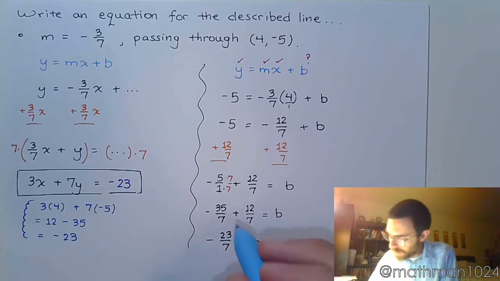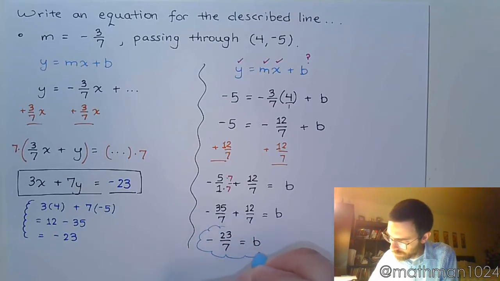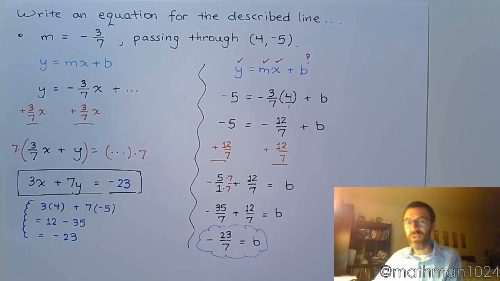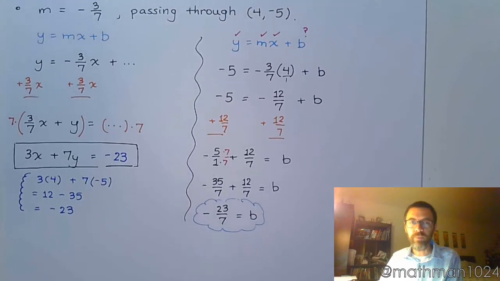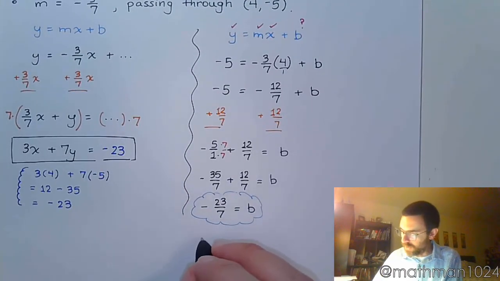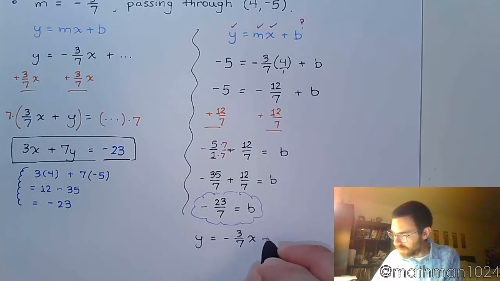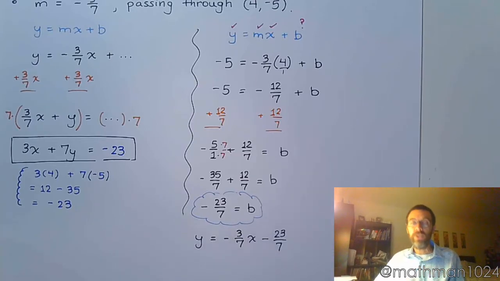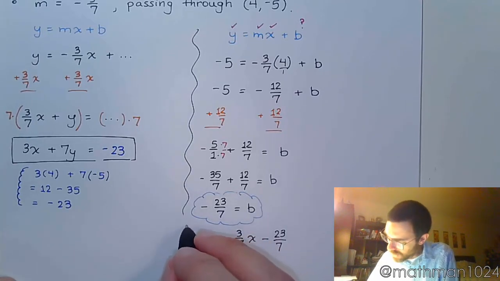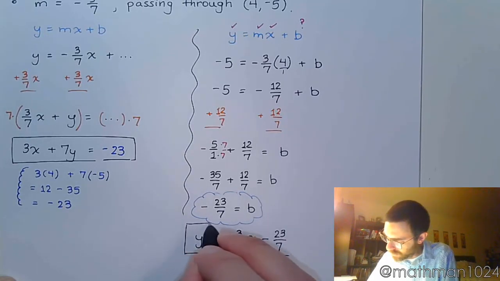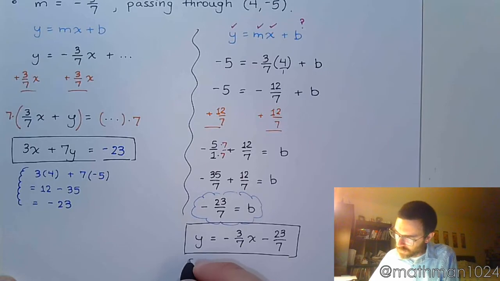So now that I've got my b, and I was given my slope at the very beginning, I can then write my equation in slope-intercept form. y equals negative 3/7 x minus 23 over 7. So this is your answer in slope-intercept form.